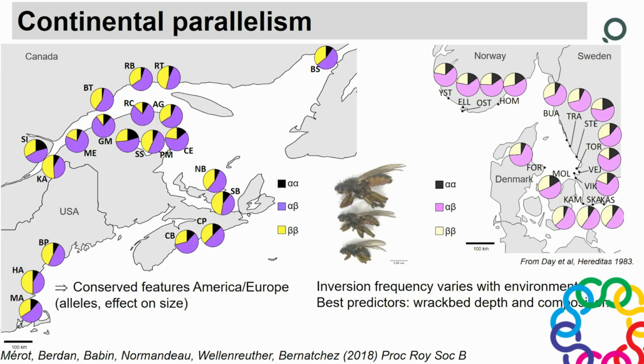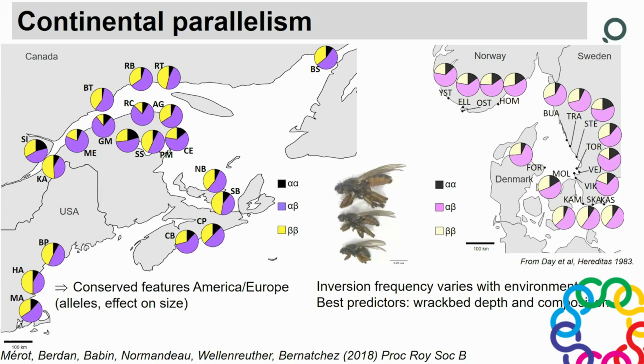dominating these wrack beds. And we can also see that there is some relatedness of the inversions with the types of wrack beds that they're found in. For instance, wrack bed depth and composition was a strong predictor of inversion frequency. So a bit of a different story compared to Europe, but definitely some conserved features. The inversion impacts on the phenotype are conserved, and wrack bed characteristics were also able to determine the dynamics that we were seeing.